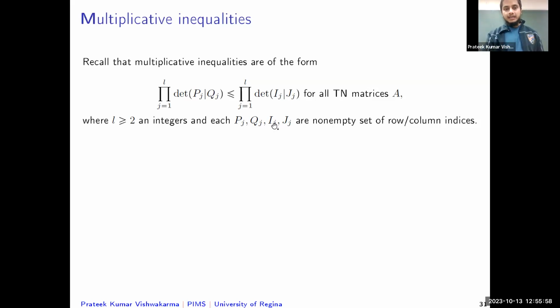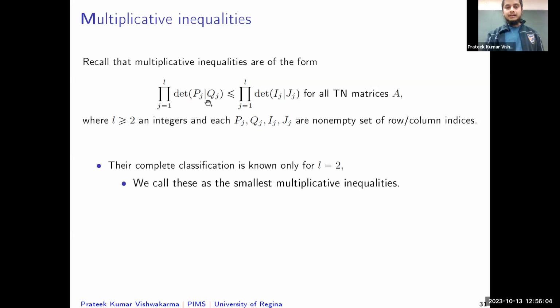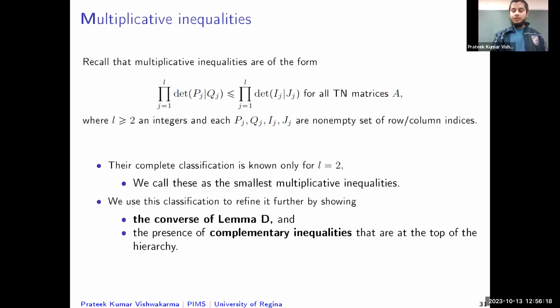So we started looking at multiplicative inequalities, which basically compare products of minors for all totally non-negative matrices. In particular, if we compare products of two minors, then for ease of access we simply call these kinds of inequalities smallest multiplicative inequalities. And the answer to those two previous general questions was affirmative for these types of smallest multiplicative inequalities, because of the following reasons.